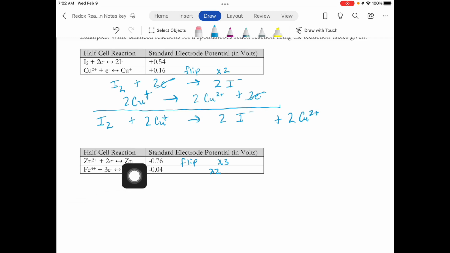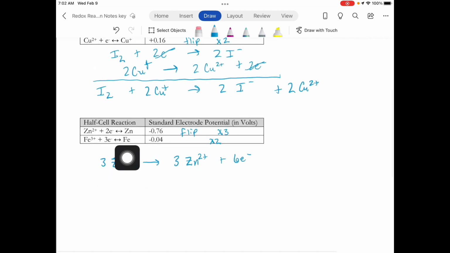So we're flipping the top reaction, so that means zinc is going to be on the left-hand side, but we also multiplied it by 3. So 3 Zn, I'll make this look like a Z by putting a line there. Then we have the arrow, and then we've got Zn2+ and the electrons that are now going to be on the product side. And we multiplied them by 3, so it'd be 3 Zn2+, and then 3 times 2 would be 6 electrons. Then we don't have to flip this one, but we do need to multiply it by 2, so we've got 2 Fe3+, 2 times 3 is 6 electrons, going to 2 Fe.